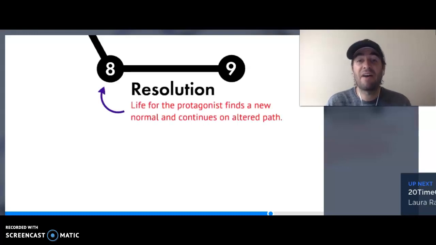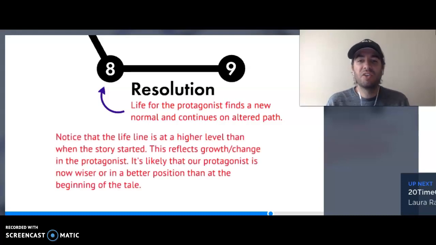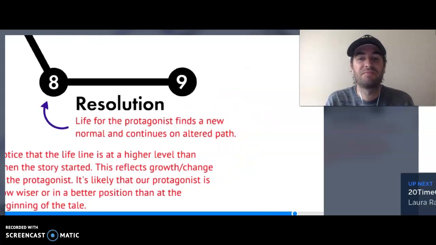Life for the protagonist now finds a new normal and continues on its altered path. The climax, the rising action, it has changed our protagonist forever, and now they've learned a lesson, a good one or a bad one, a happy one or a sad one, and their life will never be the same again. You'll notice that the lifeline is at a higher level than when the story started. This reflects the growth and change in the protagonist's life. It's likely that our protagonist is now wiser or better or stronger or in a better position in general than they were at the beginning of the tale. They are changed in some way from the climax and the rising action that leads to that climax.